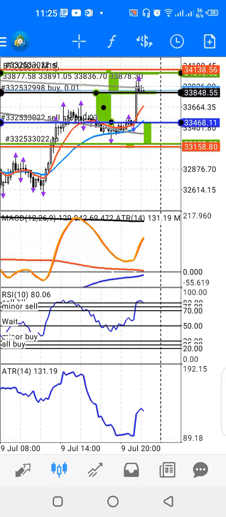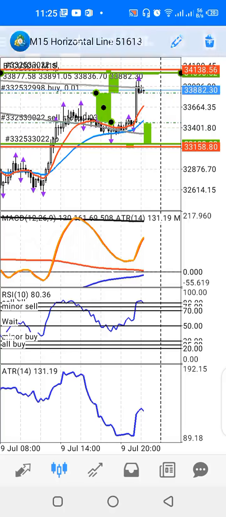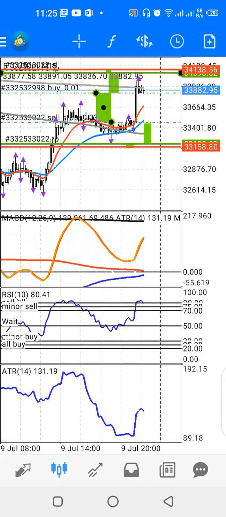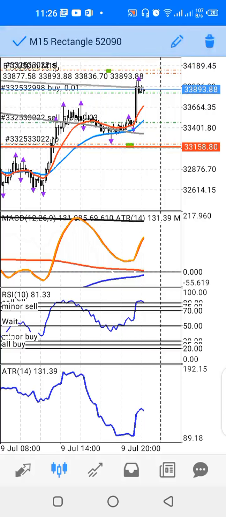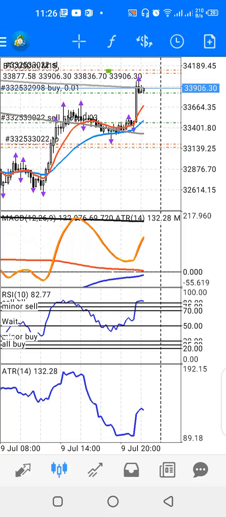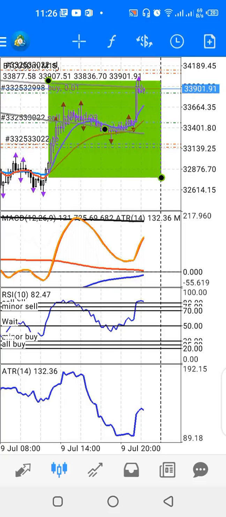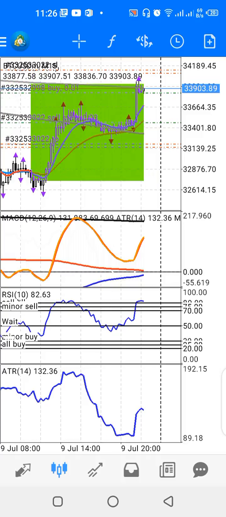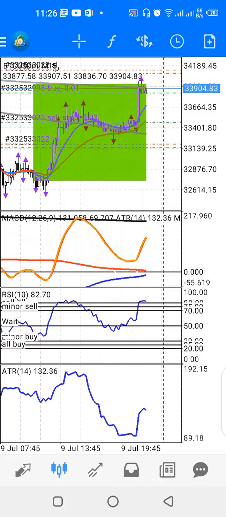Let me remove what I have here so that we look at the indicator settings for this strategy. For the trading strategy on the screen, we have 4 indicator windows. The first window is your main window. All right. The second window is indicator window 1.